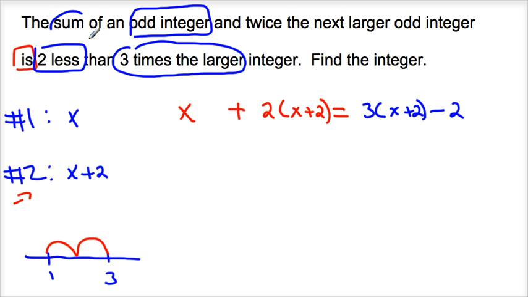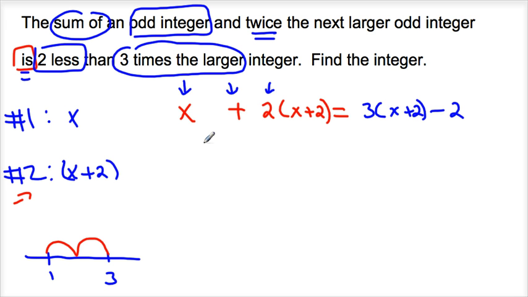So the sum of, so I'm adding 2 things. What am I adding? The odd integer and twice the next larger odd integer. There's my twice, the next larger, and x plus 2 is the next larger odd integer. Is, there's my equal sign. 2 less, so I'm subtracting 2 from something. What am I subtracting 2 from? 2 less than 3 times the larger. 3 times, this is my larger, so 3 times the larger. Now we have our equation.